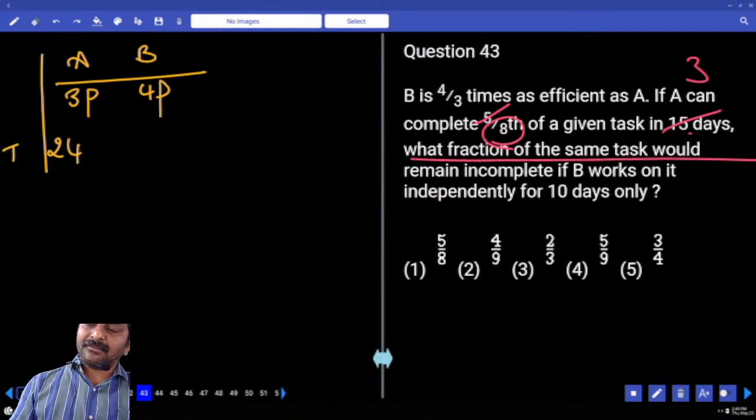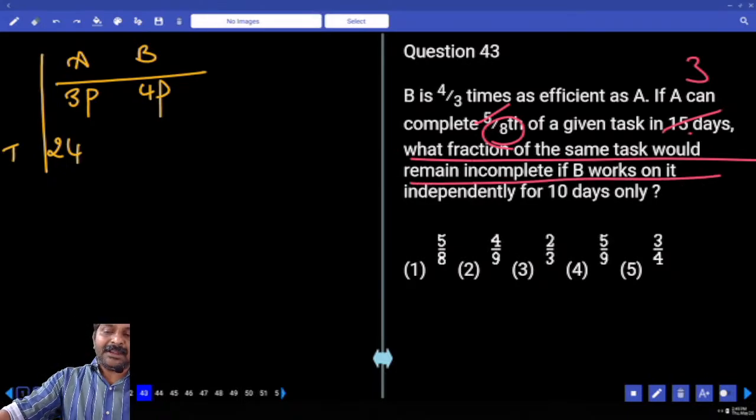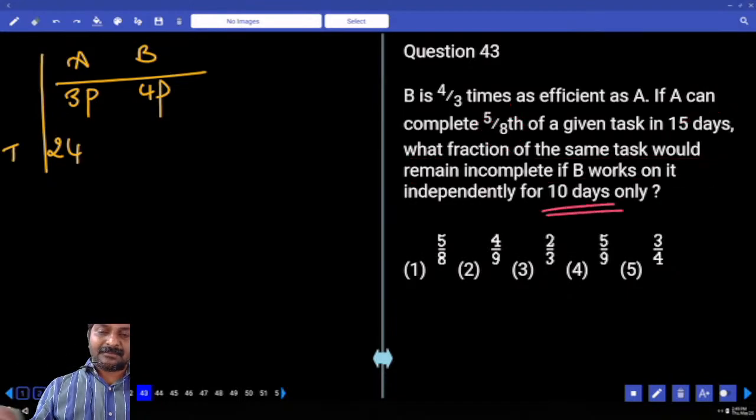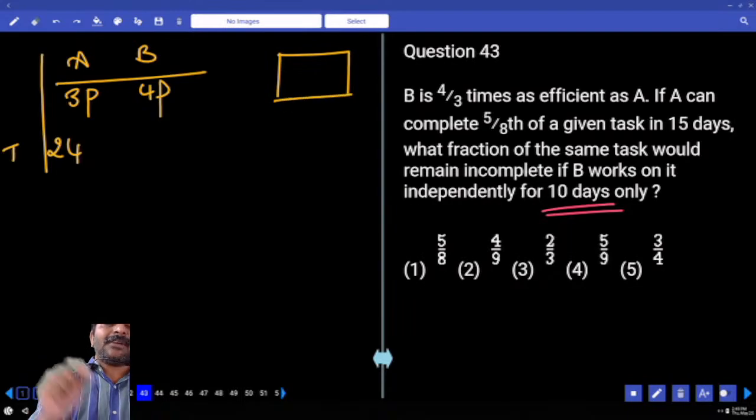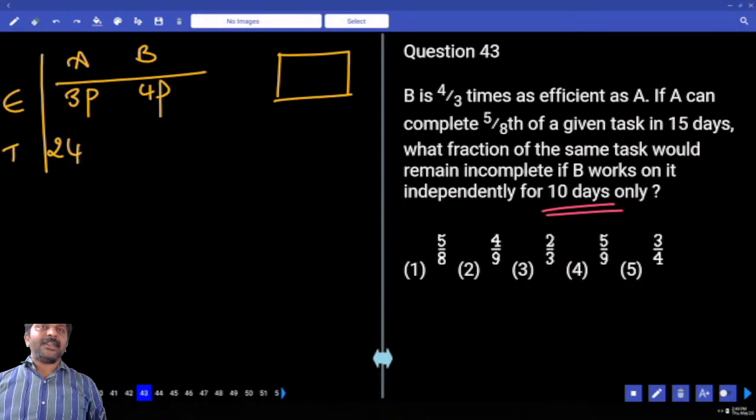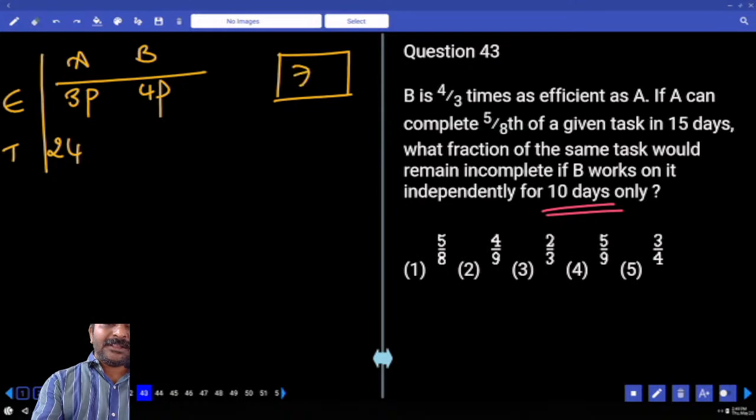What fraction of the same task would remain incomplete if B works on it independently for 10 days only? So B is working for how much time? B is working for how much time? Now, if the time taken by A is 24 days, can I say total work is equal to efficiency of A multiplied by time period of A? 3 into 24, how much is that? 72 parts is the total work.